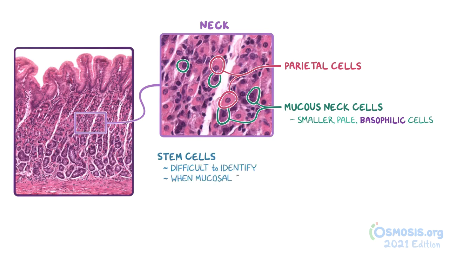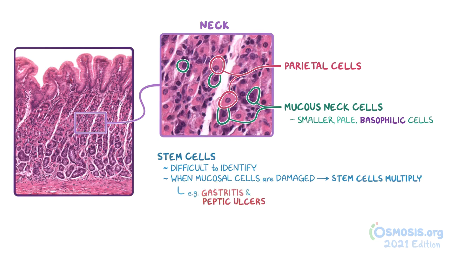Although, when mucosal cells are damaged, the stem cells will multiply in order to replace the damaged cells, making the stem cells easier to find histologically. For example, gastritis and peptic ulcers are common conditions that can cause significant mucosal damage, resulting in an increased number of stem cells within the mucosa.